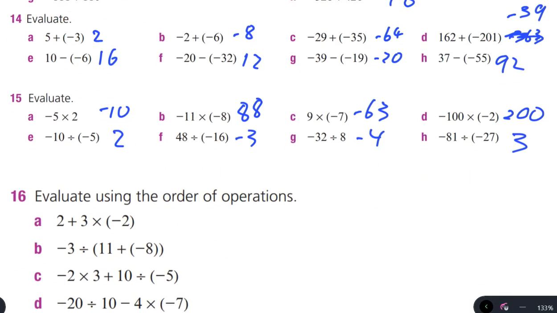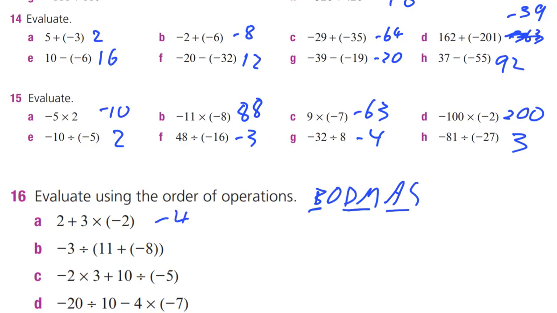Okay, doing things in the proper order. Just follow BODMAS or PEDMAS. Just make sure that you're going through the different sections. Brackets, then division, multiplication, then addition, subtraction. So brackets, there's nothing to do. Multiplication, 3 times minus 2 is minus 6. 2 plus minus 6 will be 2 minus 6, which will be minus 4.